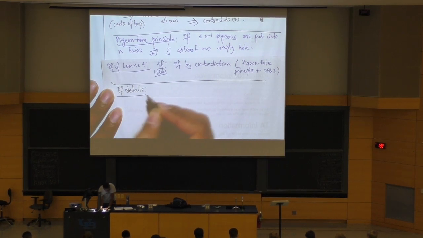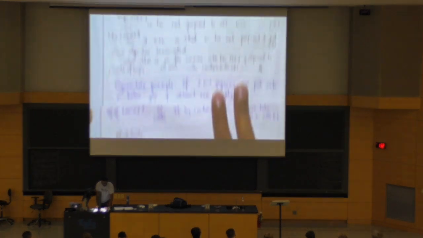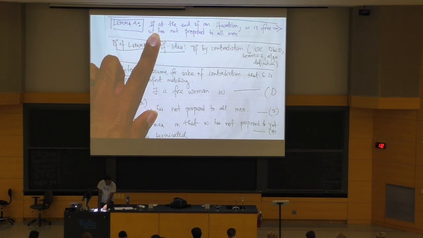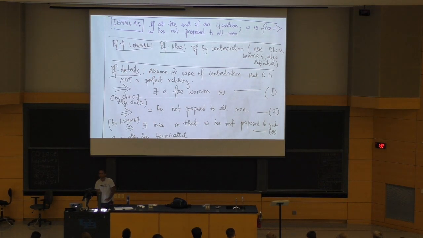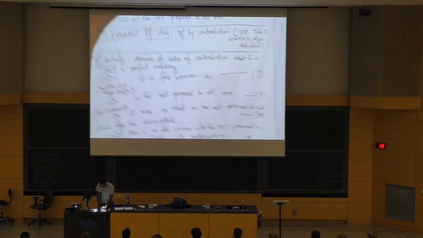So let's work through the details. As I said, the first step in a proof by contradiction is to assume the negation of what we want to prove. So what would be the negation of what we want to prove? What is the negation of the statement that we're trying to prove? Alejandro? If there's a free woman at the end, she already had proposed to every man. Right. So the negation is, at the end of an iteration, a woman is free, but she has actually proposed to all men. Okay? All right.